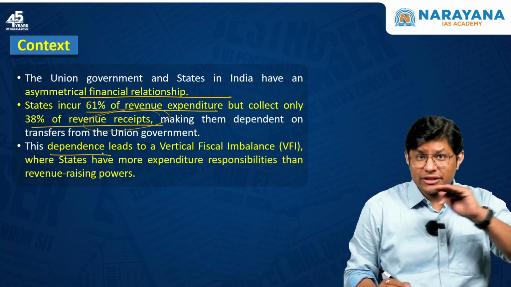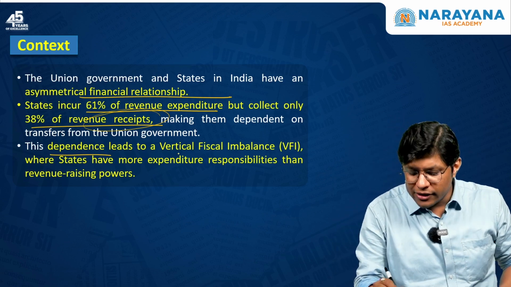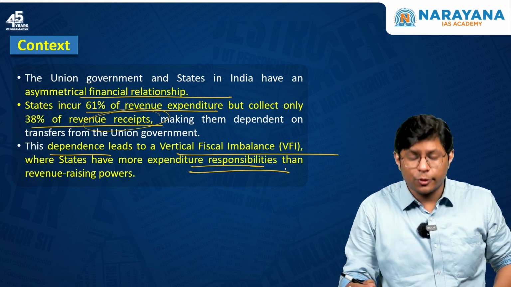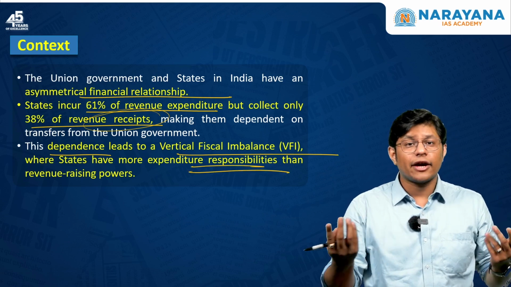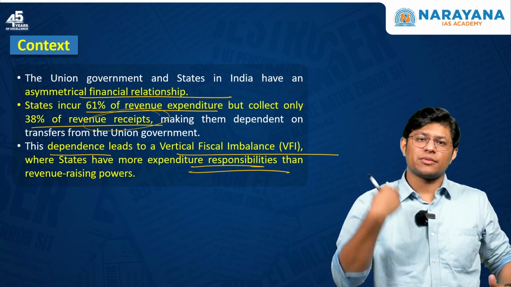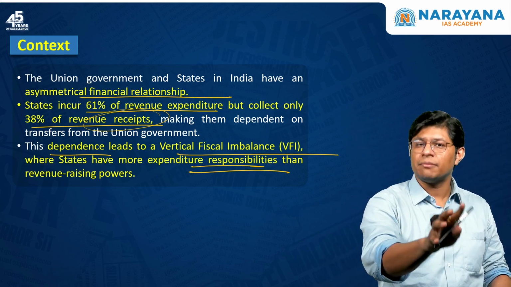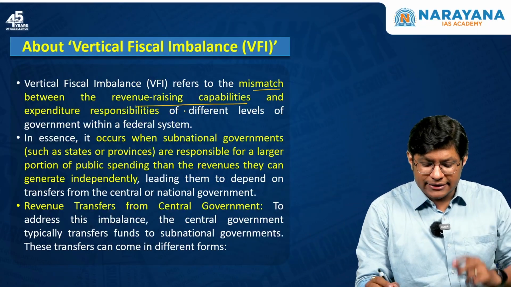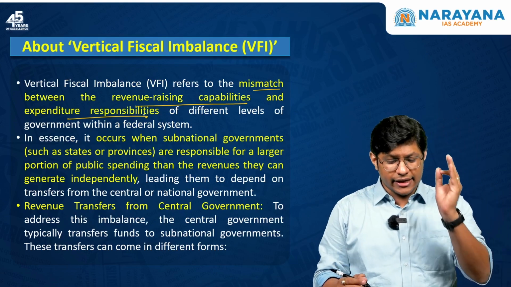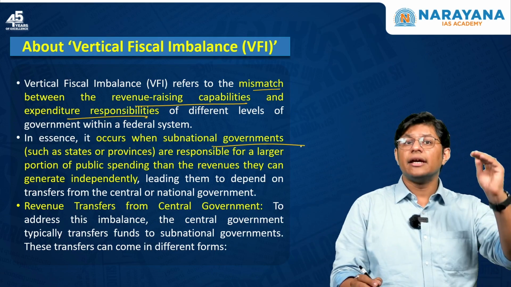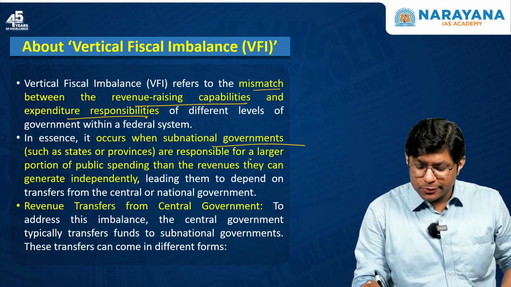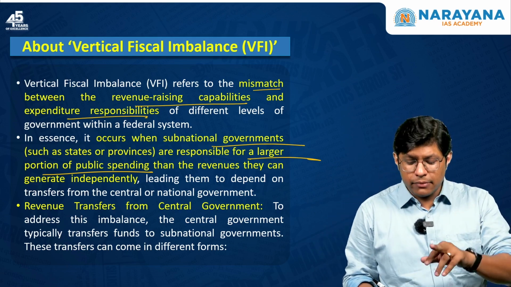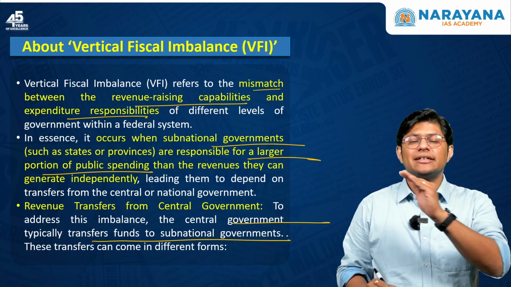This dependence of the state government on the central government leads to vertical fiscal imbalance, where states have more expenditure responsibilities, which means they have to spend more, but they do not have that money. So they ask the central government to give us money. This is known as vertical fiscal imbalance. It refers to the mismatch between the revenue raising capabilities and expenditure responsibilities. In essence, it occurs when the subnational governments, that is the local governments or the state governments, are responsible for a larger portion of public spending. Then, to address this imbalance, the central government transfers funds to the state governments.